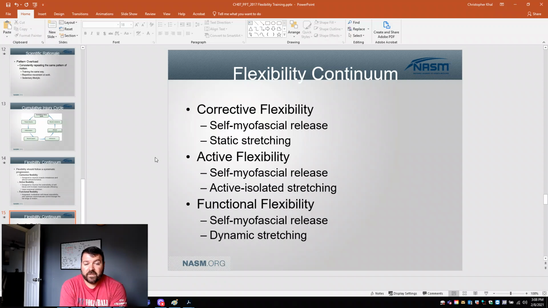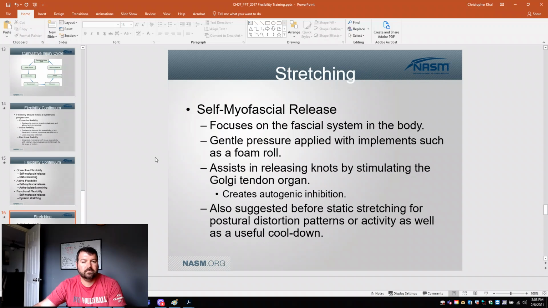And then the functional flexibility, again, self-myofascial release, and then the dynamic stretches. So here we go, more on self-myofascial release. It focuses on the fascial system of the body. Gentle pressure is applied with implements such as foam rolling. It assists in releasing knots by stimulating the Golgi tendon organ. So it creates that autogenic inhibition.